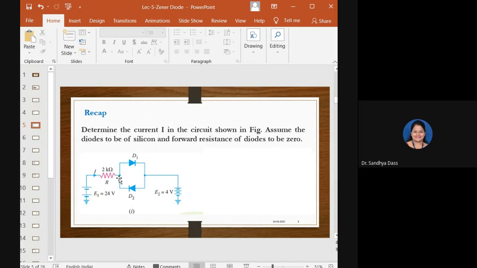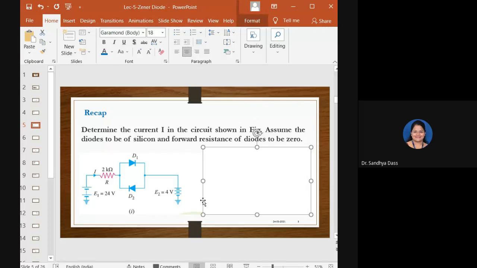Diode D1 will be forward biased, isn't it? Diode D2 is reverse biased here. If we go in this direction, current is flowing via the resistor. So D1 will be forward biased, which will be conducting, and which will complete the path there. All right. Now, apply KVL and tell me.